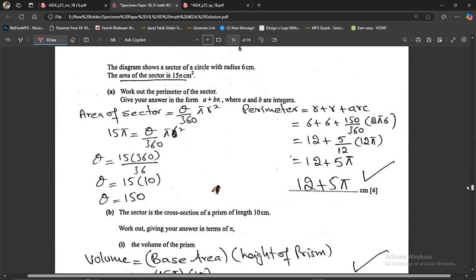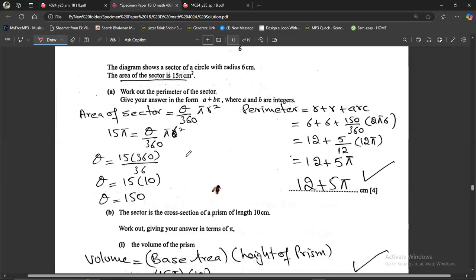Area of sector is theta by 360 pi r square. So 15 pi is the area of sector. Theta is the question. So 15 pi equals theta by 360 into pi into 6 square. So theta will be equal to 15 multiplied by 360 divided by 36. And pi is cancelled. So theta is equal to 15 into 10, and theta is equal to 150 degrees. So the angle subtended at the center of the sector is 150 degrees.